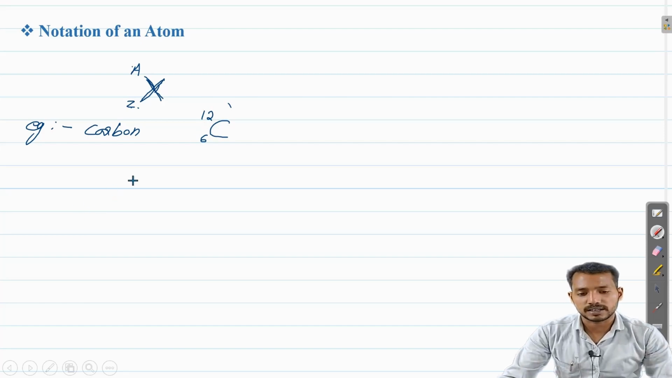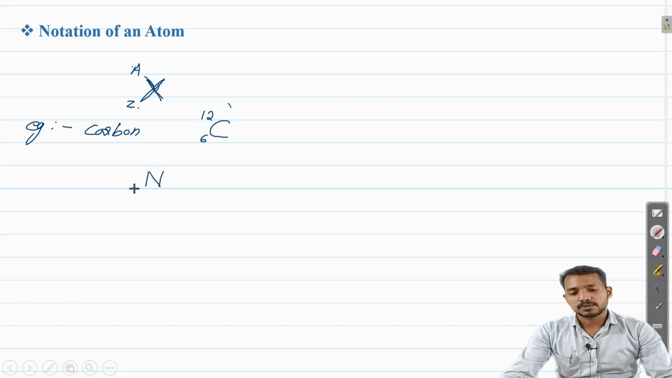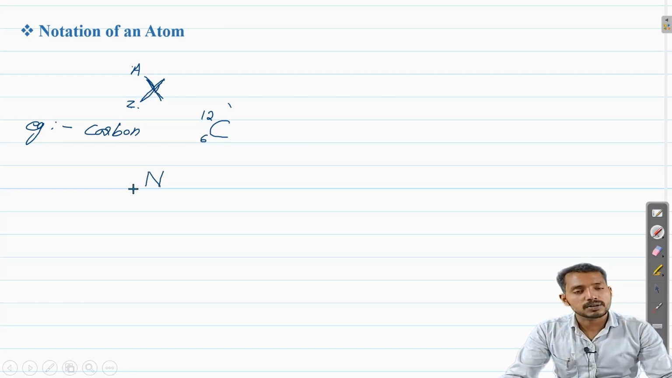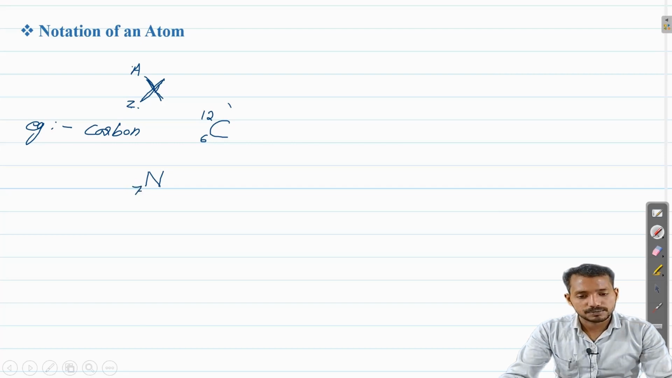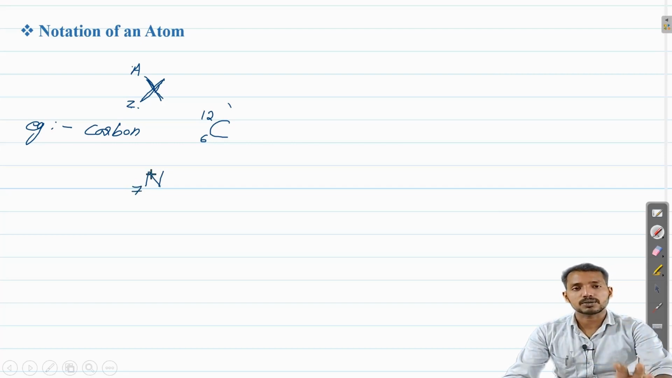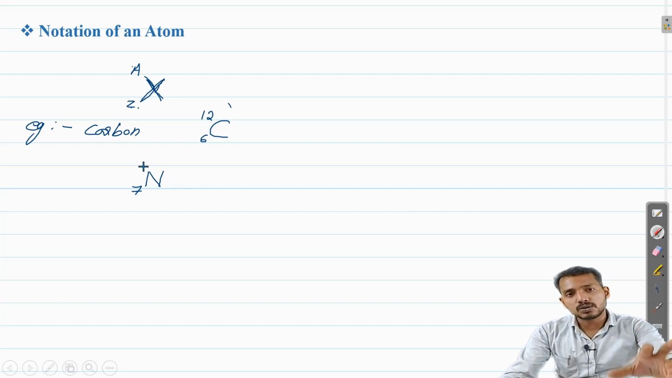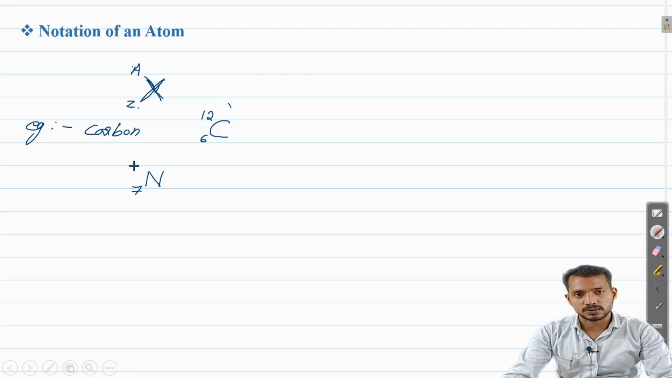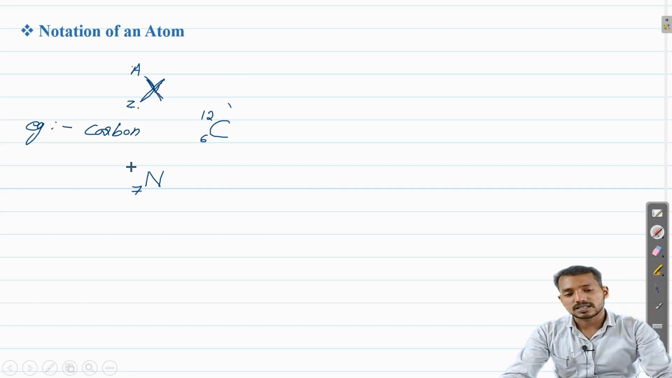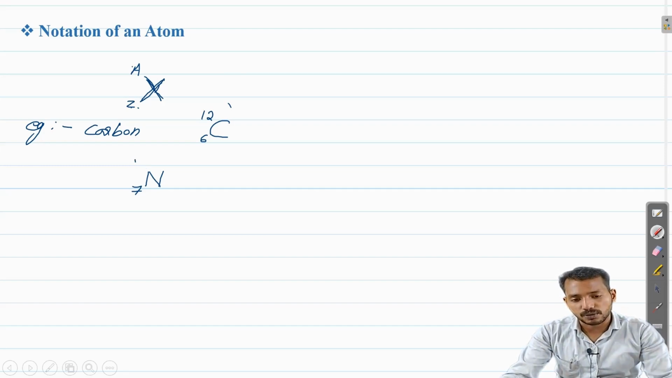One more example we can take, nitrogen. In case of nitrogen, capital N is the symbol of the nitrogen atom, and the atomic number of nitrogen is 7, because there are 7 protons present in the nucleus of nitrogen. There are 7 neutrons also present in the nucleus of the nitrogen atom. So 7 plus 7, which is equal to 14, is the mass number.